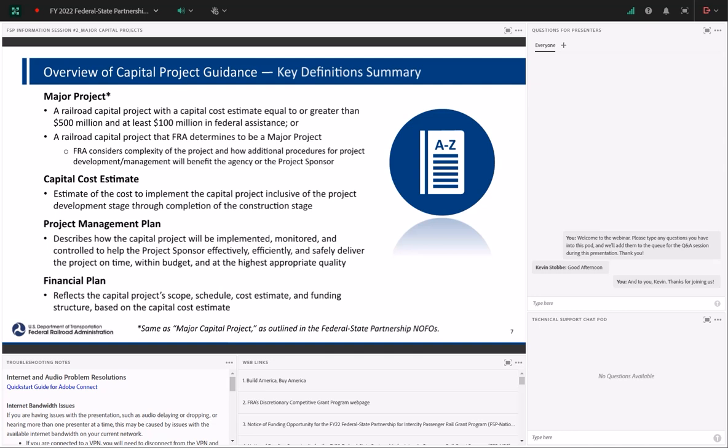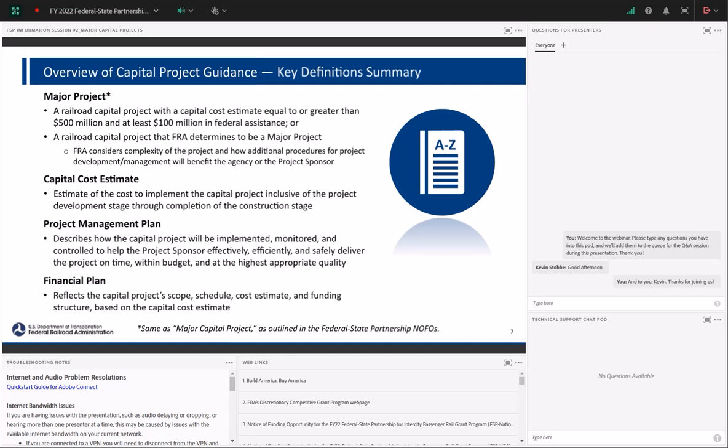But keep in mind that the major project definition is housed within the capital project guidance, and the major capital project definition is housed within the Fed-State Partnership NOFOs, both the national and the NEC versions of those NOFOs. So I just want to try and avoid a little bit of confusion. For the most part, when we're referring to major projects, we are using the term interchangeably with major capital projects, again, within the confines of what we're talking about today. Keep in mind, again, that we are talking about the Fed-State Partnership Program and not any of the other discretionary grant programs that FRA has.